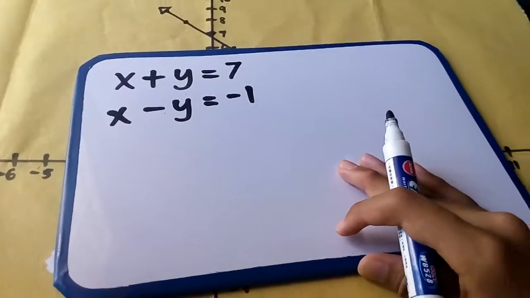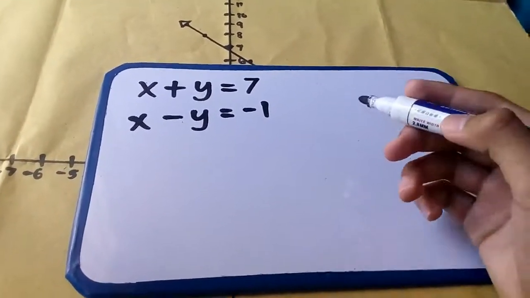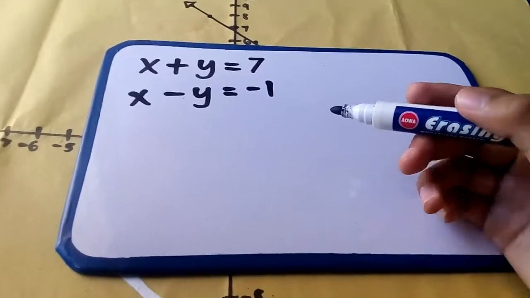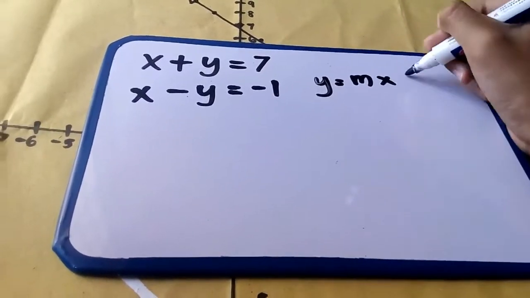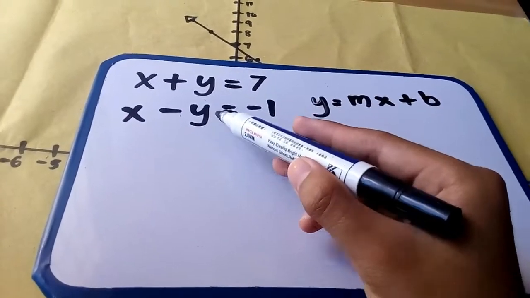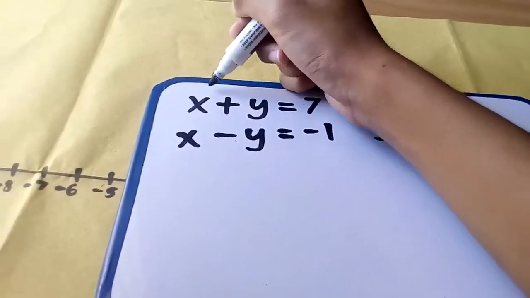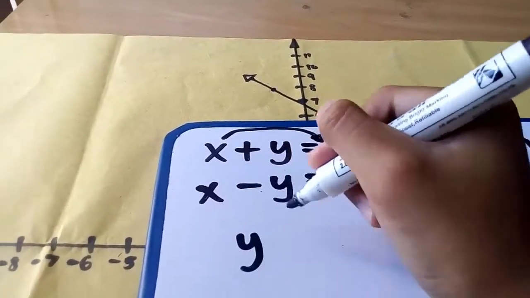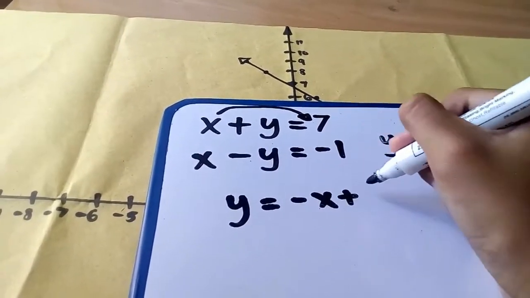Hello everyone. So today I'm going to show you how to graph a system of linear equations in two variables. This is surprisingly easy if you know how to change standard form into slope-intercept form, which is y is equal to mx plus b. So you need to change the standard form into slope-intercept form. So let's do it. Now, you need to transpose y to the other side. So this will be y is equal to negative x plus 7.